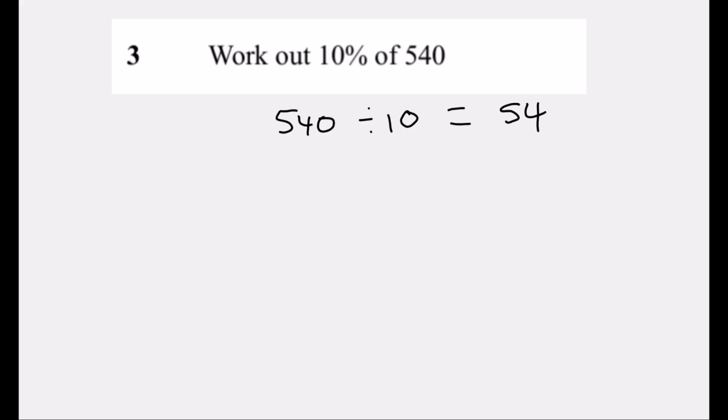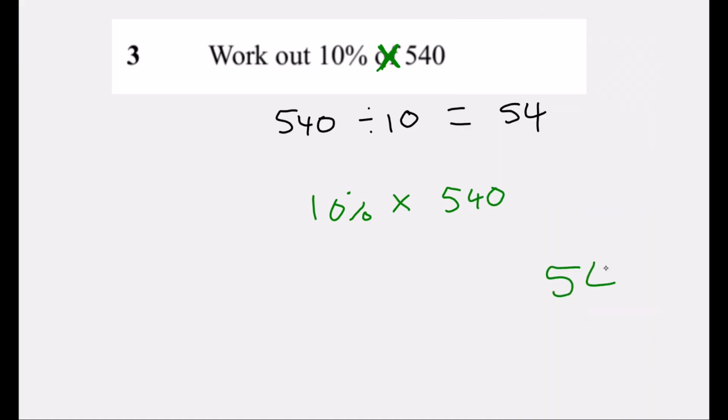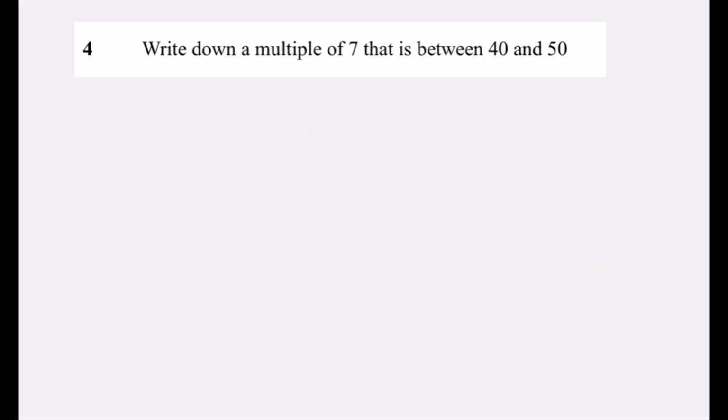Wherever we have of, we can change it into a times. So we can do 10% times 540. And 10%, the percent is there. 10% times 540 finds 10% of 540, and that is 54. And this will work for any percentage. So whatever percentage you wanted to find, you can do that percent times the number, and you get your answer. So the answer is 54.